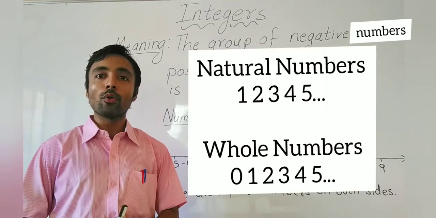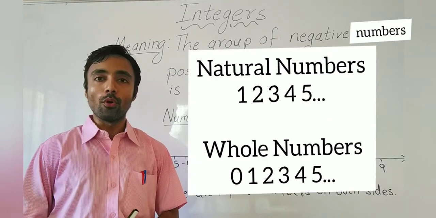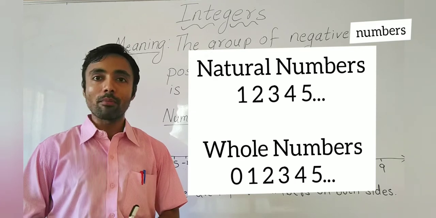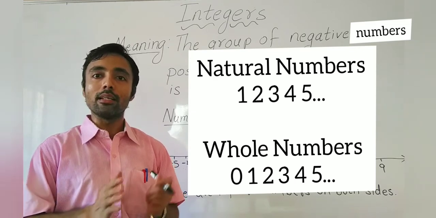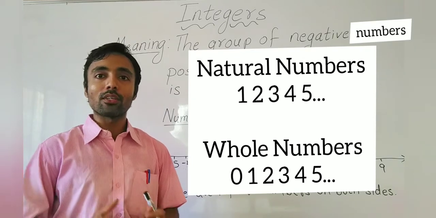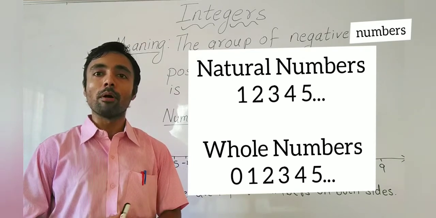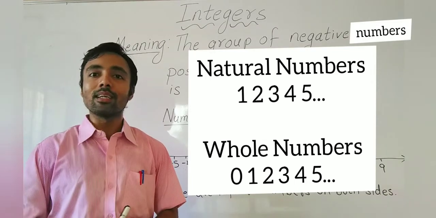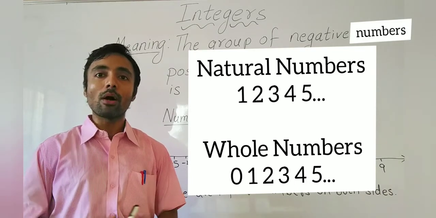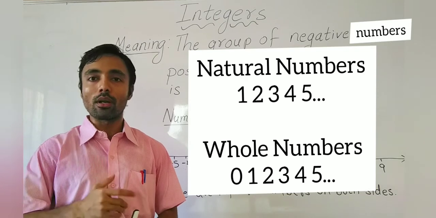I'm sure you might be knowing about natural numbers and whole numbers groups. Natural numbers are numbers starting from 1 and their end is indefinite. Whereas whole numbers have one number more, that is 0, and again their end is indefinite. We have learned about these two number groups in lower classes.